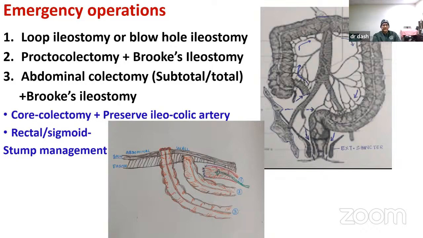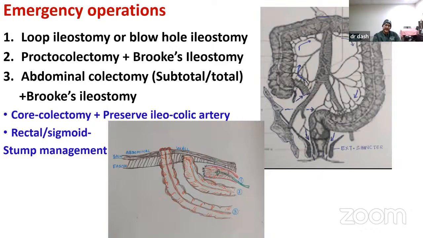In most of the cases, of course, we do an abdominal colectomy and leave behind the rectum. But if the patient is not fit for a restorative procedure, meaning restoration of the continuity or continence, like a very elderly person or bedridden person, comorbidities like that, then it's better to go ahead with a proctocolectomy, meaning removal of the colon, removal of the rectum, and do a permanent Brooke ileostomy.